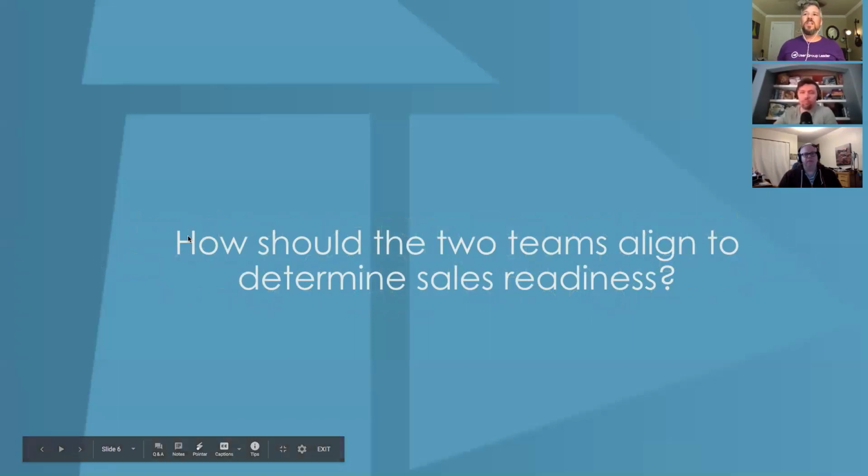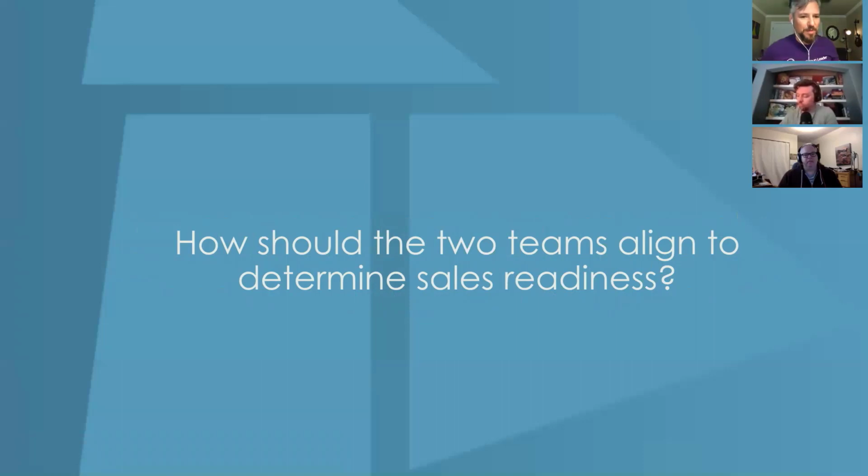How should the two teams align and what determines sales readiness? Just what we were talking about, right? So you've got leads coming in. You're trying to build engagement through the marketing operations side, through your nurture engagement programs. After they've come in from your demand gen CTA, they go into, hopefully, a designed nurture stream. But now that we've got them, how do we determine sales readiness?